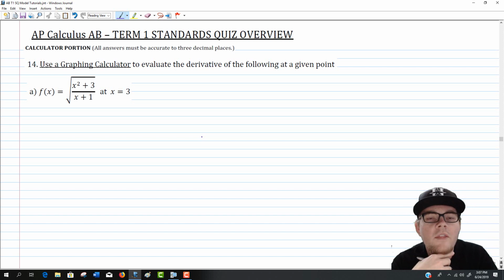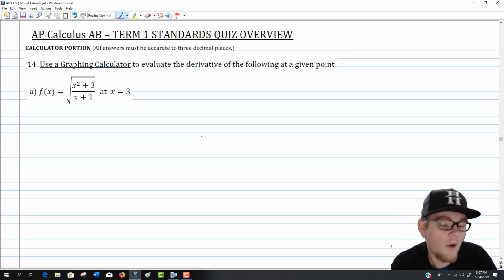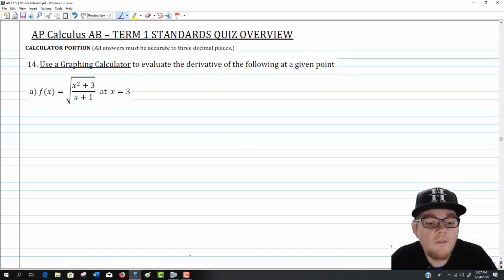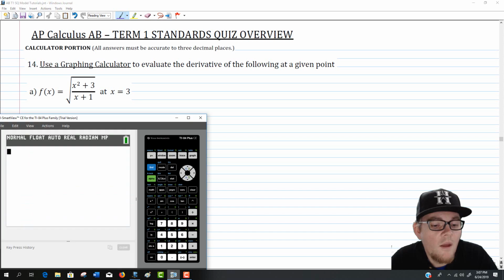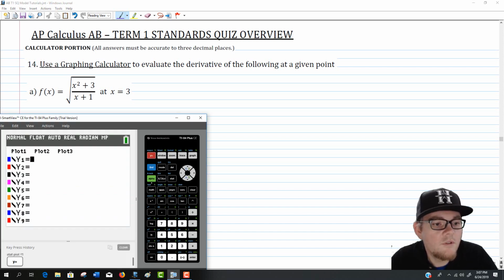So for us here, the first method I'm going to show you isn't necessarily the one that I use the most, but it's the most basic and the one I've used the longest. And that involves just graphing this function and then using one of the features of the calculator to find the derivative. So what we're going to do is go into Y=, just like we normally would, and put in this function.